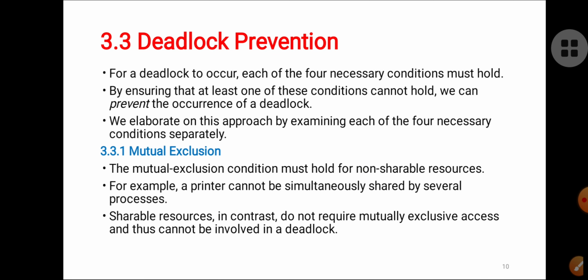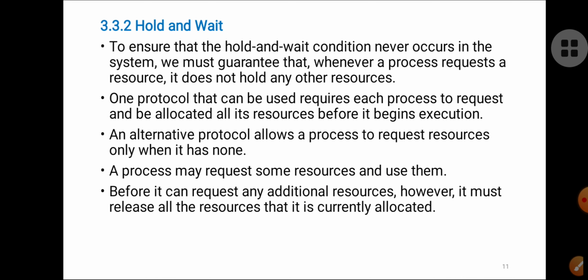For example, a printer cannot be simultaneously shared by many processes. Shareable resources, in contrast to non-shareable resources, do not require mutually exclusive access, and therefore they cannot be involved in a deadlock. Hold and wait.